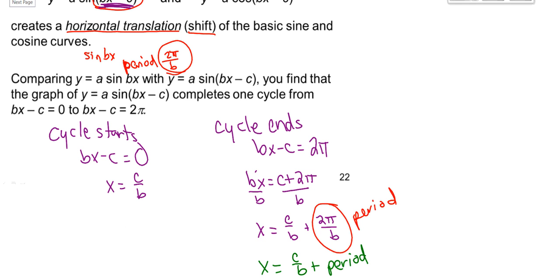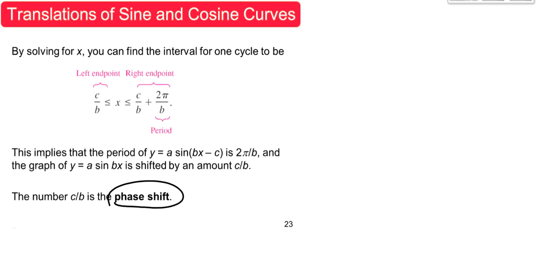And I think maybe I have to go a slide or two ahead. But the left endpoint is this c over b, and the right endpoint is this c over b plus 2 pi over b, which is the period. This c over b is called the phase shift. And it'll say that, oh no, it doesn't really say that on the next slide. I was peeking ahead for myself. So you do want to write down that that is the phase shift as we go.